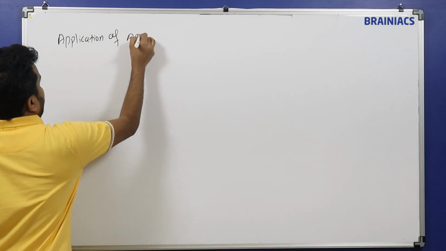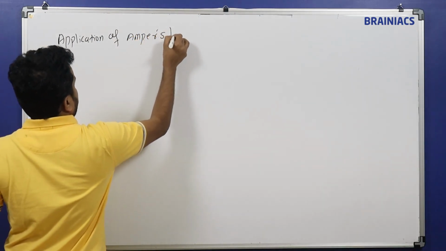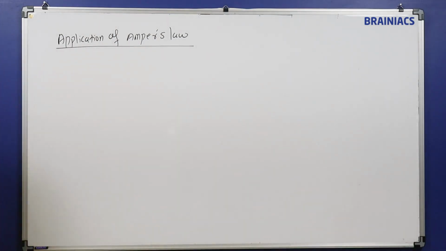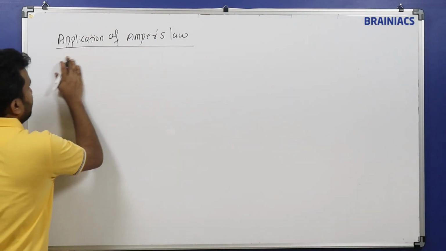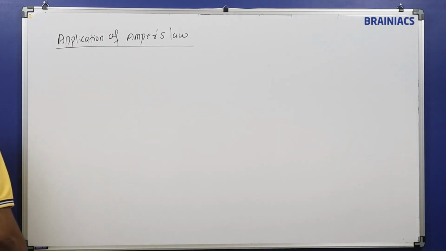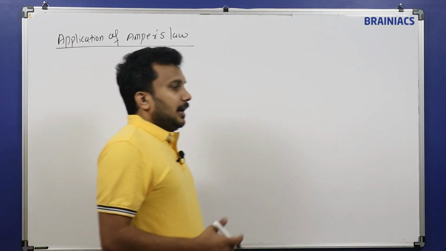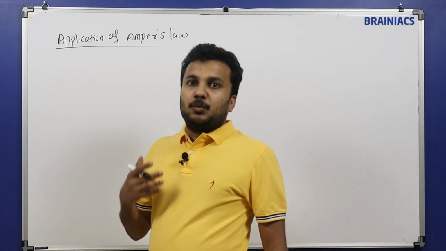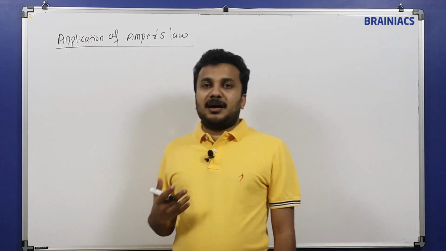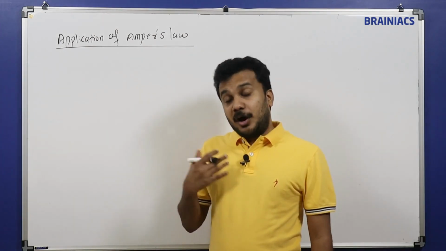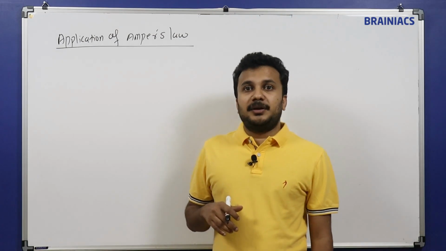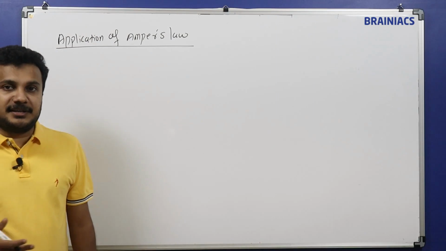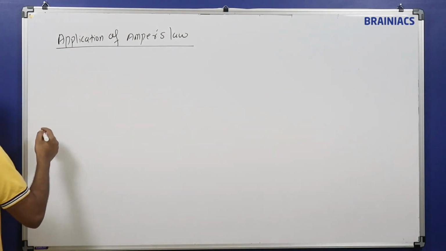Application of Ampere's law. Okay, so there are some subheadings that will come. This is the main heading, application of Ampere's law. We'll move to the first subheading. Application of Ampere's law means, with the help of Ampere's law, what are all the things I can generate, or how Ampere's law helps me to find out different scenarios of magnetic field intensity.